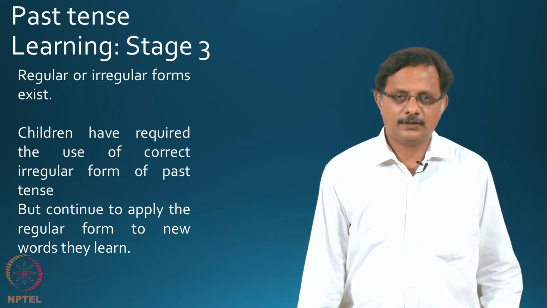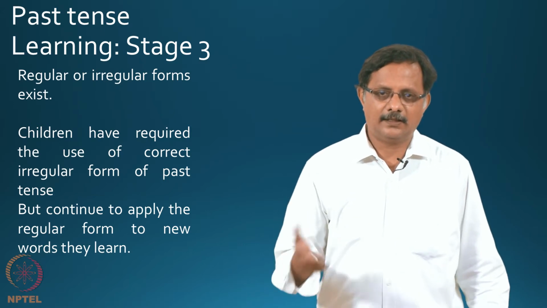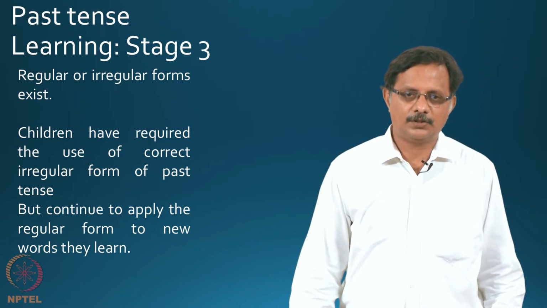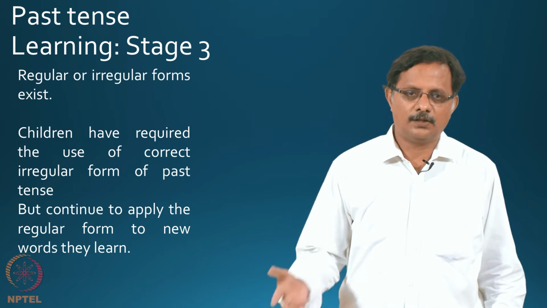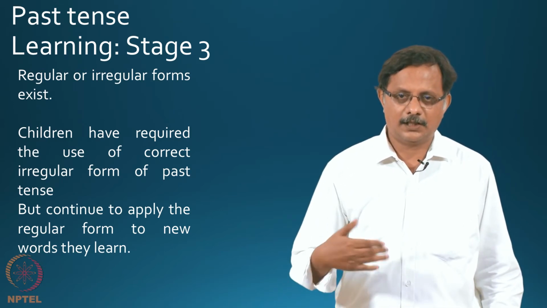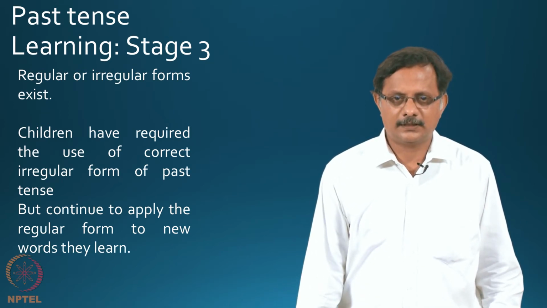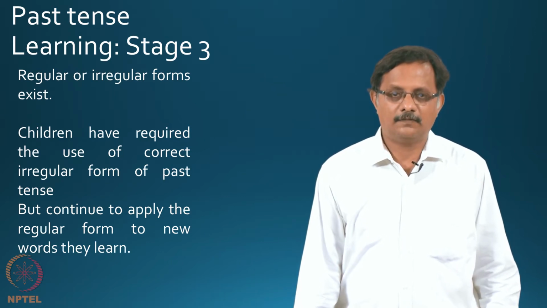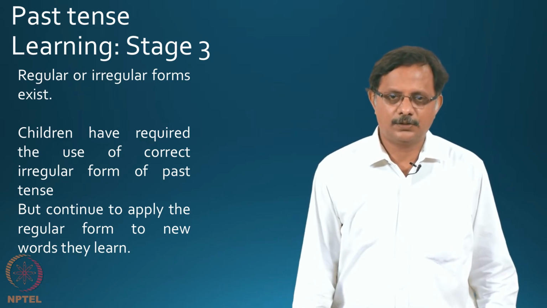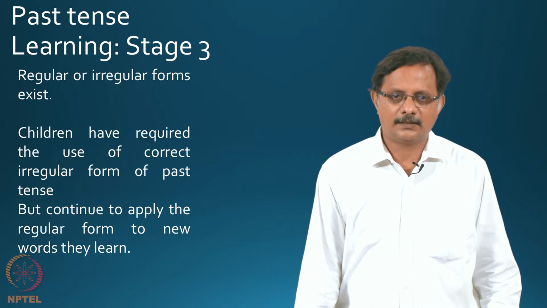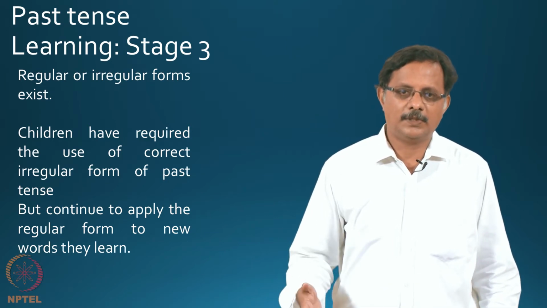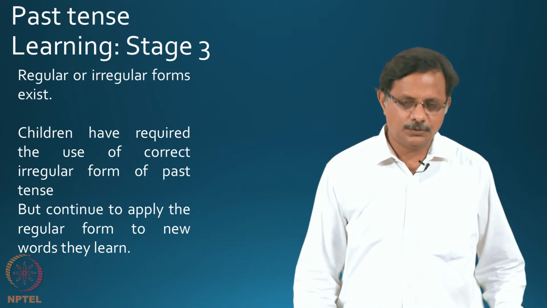But when they go to stage 3, the error of stage 2 is corrected because they encounter a large number of both regular and irregular forms. Children in stage 3 have now acquired the correct irregular forms of past tense, but they also continue to apply the correct regular form to the new words that they learn.